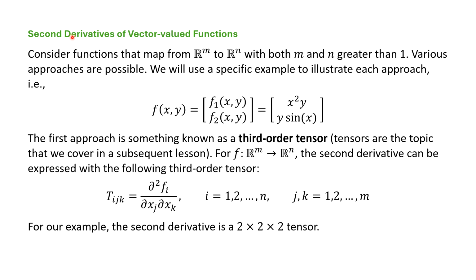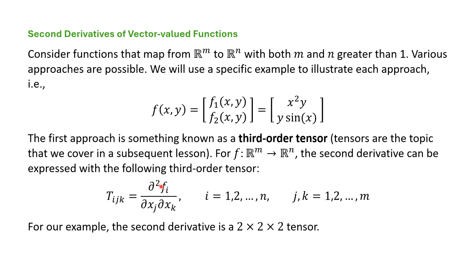Okay, let's look at second derivatives of vector-valued functions. Consider functions that map from Rm to Rn, where m and n are greater than 1. Various approaches are possible, and I'm going to take an example and go through the different approaches. The first approach is going to use something known as the third-order tensor, which is really a multi-dimensional array in this particular case.